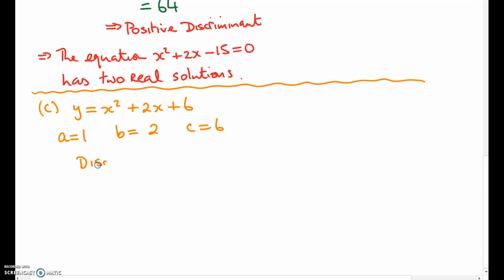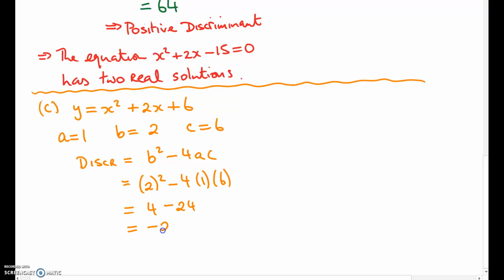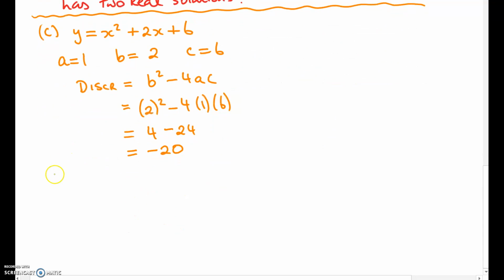So the discriminant is equal to b squared minus 4ac. Now you have to learn that. Okay, b squared minus 4ac is something you have to learn. Okay, if we start to fill that in, that'll be 2 squared minus 4 times 1 times 6. 2 squared is 4. Now negative 4 times 1 is negative 4. Multiply that by 6, you get negative 24. So the discriminant in this case is negative 20. Now negative 20 is obviously a negative number. So in this case, the discriminant is negative.